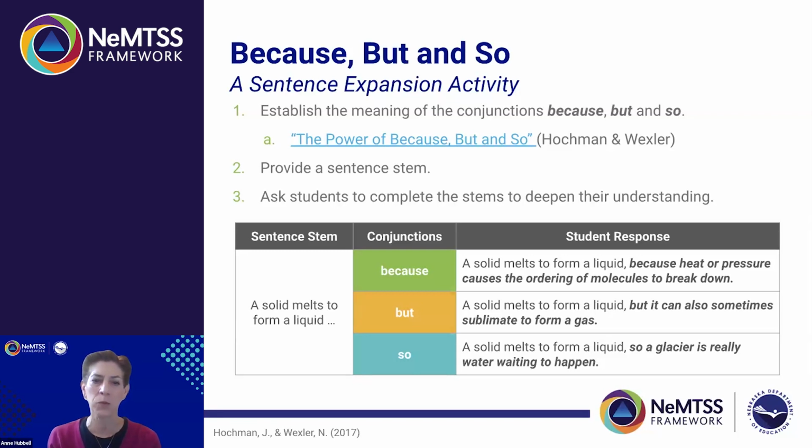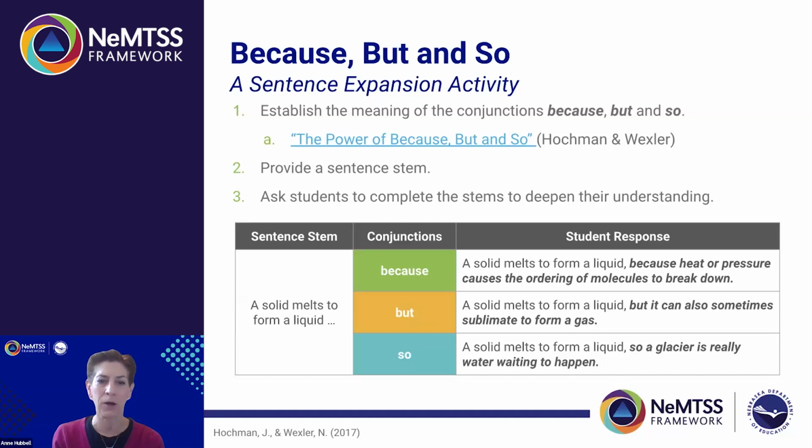The teacher creates one sentence stem that can be turned into 3 different complex sentences. The example here is, humans need food and water to survive. Students then write 3 separate sentences using because, the why, then but, to change direction, then so, a result.